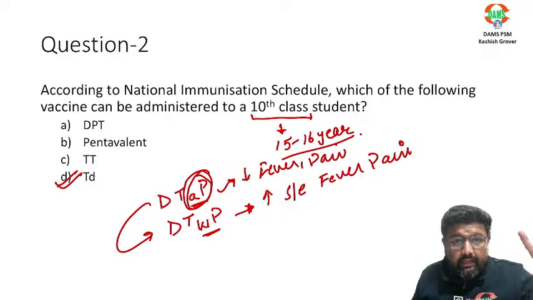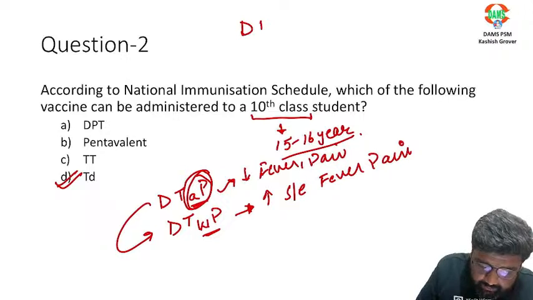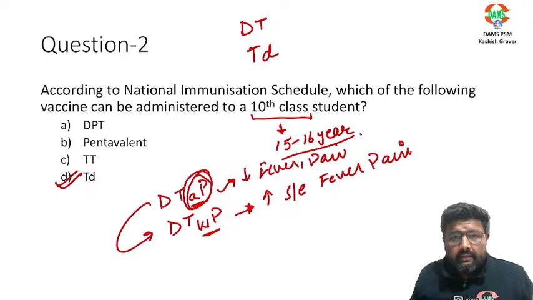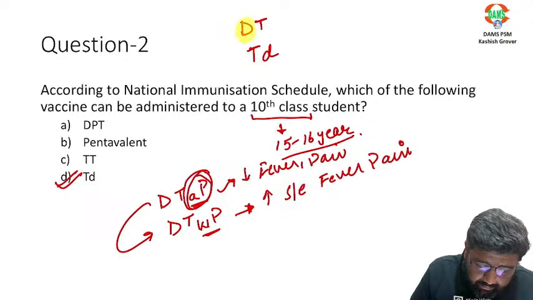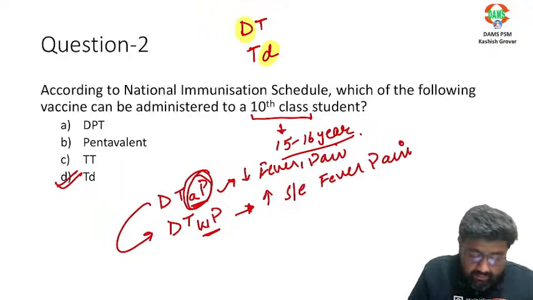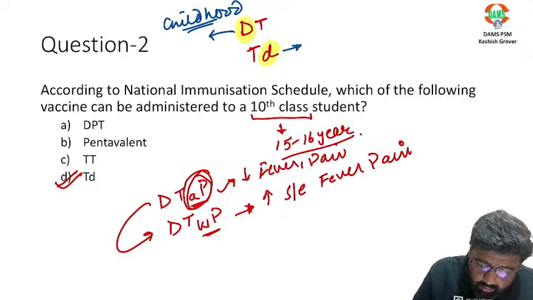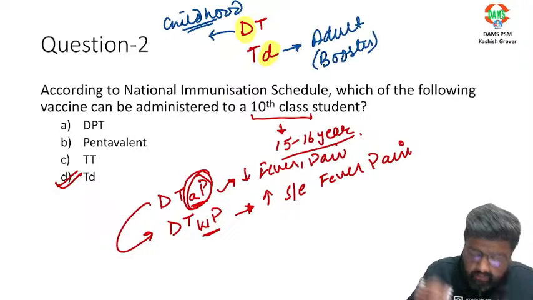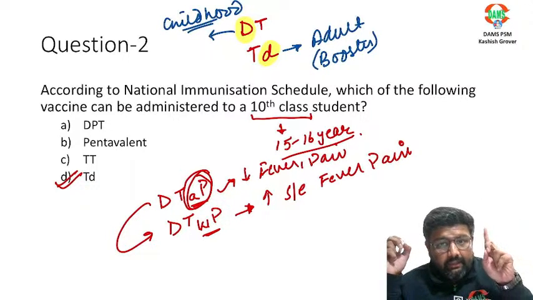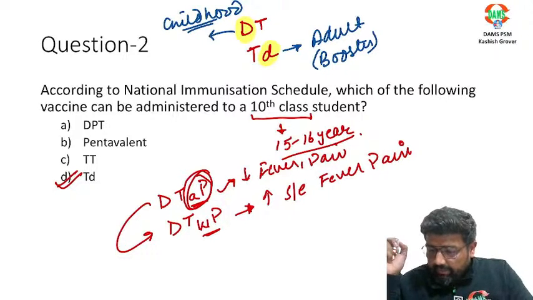Now second query regarding DPT vaccine. The query is, sir, what is difference between DT and TD? What is the difference between capital D and small d? This capital D is a childhood dose, whereas this small d is an adult dose which is given as a booster, right? This is the difference between capital D diphtheria vaccine, small d diphtheria vaccine, right?